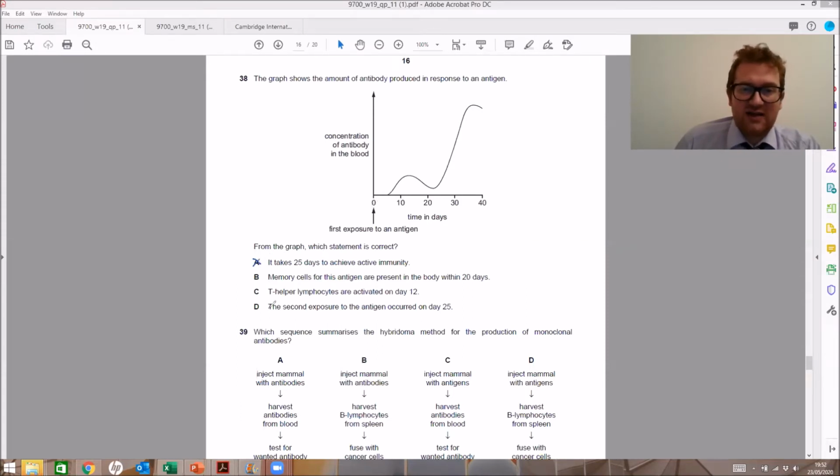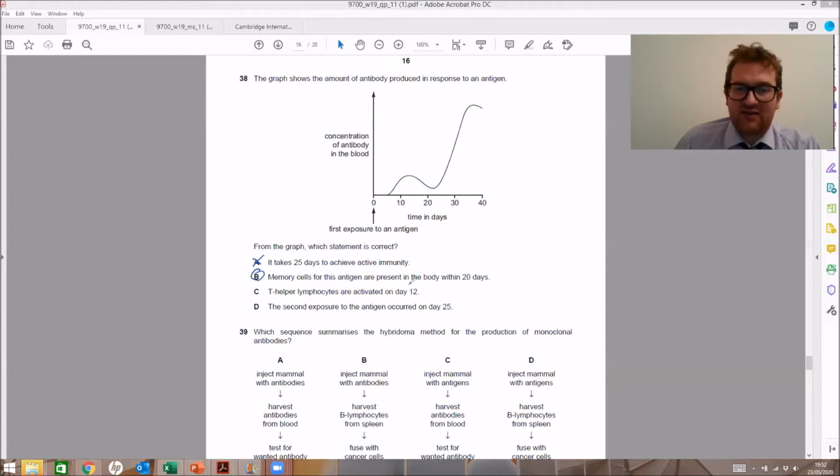So option A is incorrect. Memory cells for this antigen are present in the body within 20 days. Well, yes. During this time, the lymphocytes have had time to figure out which antibodies to create, and as a result, the concentration decreases. But as time goes on, memory cells have been made for when you have a secondary exposure and a mass increase in concentration of antibody takes place, leading to option B being the correct answer.